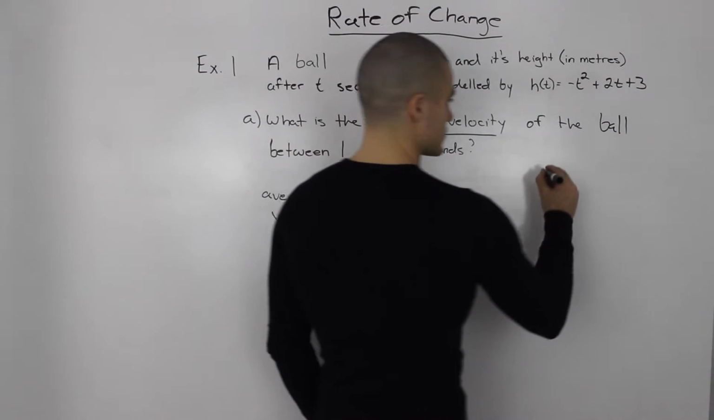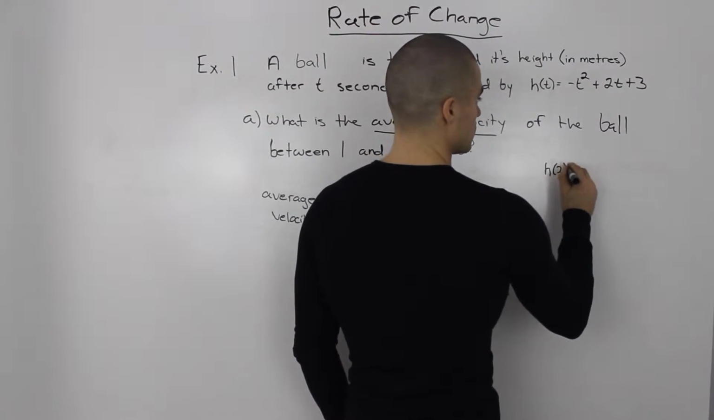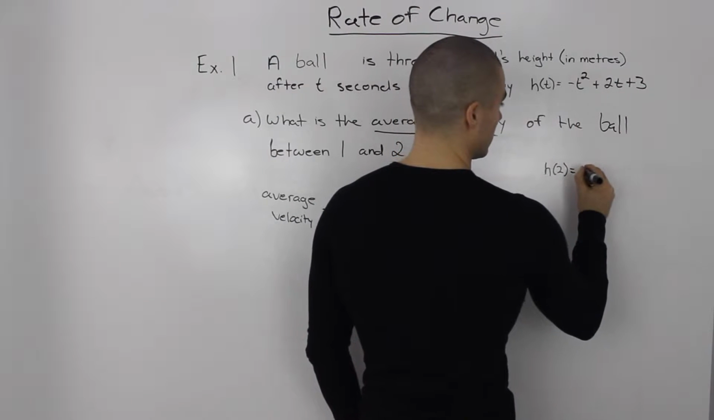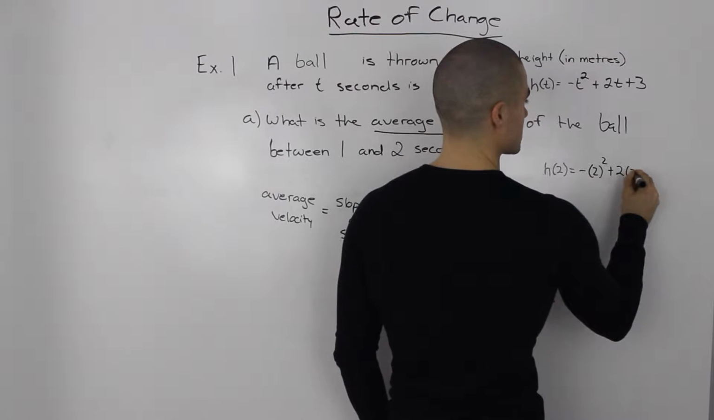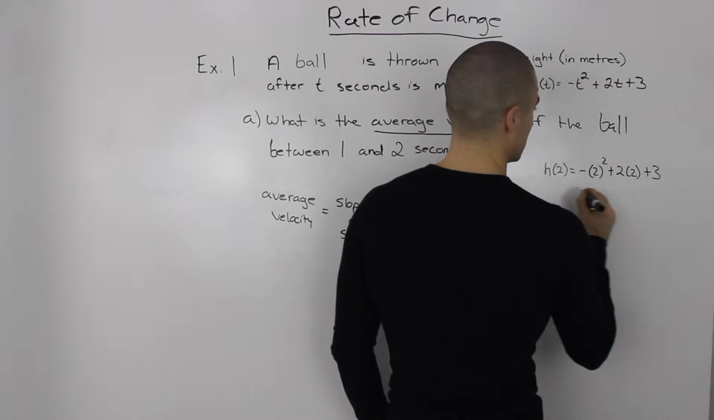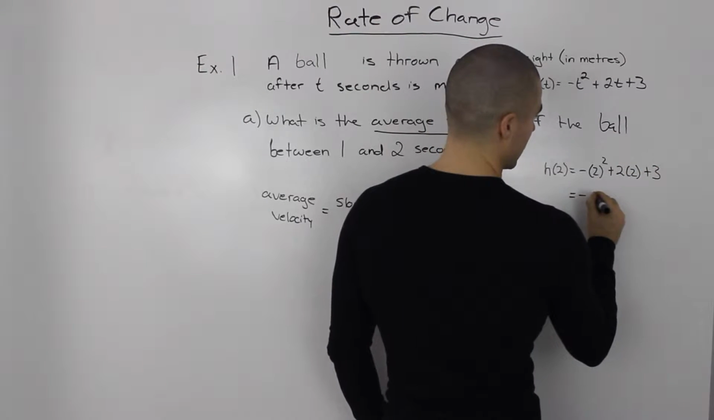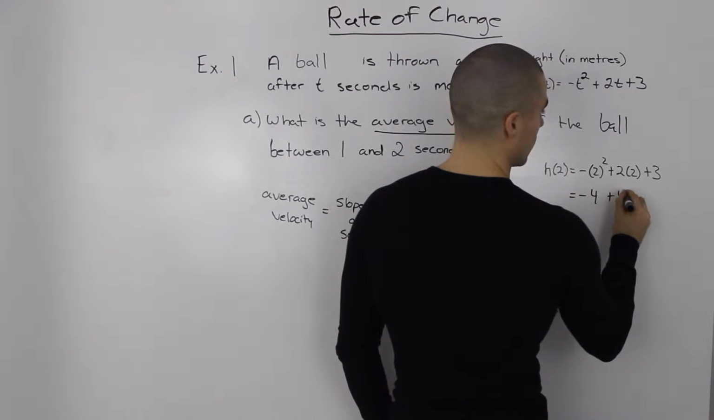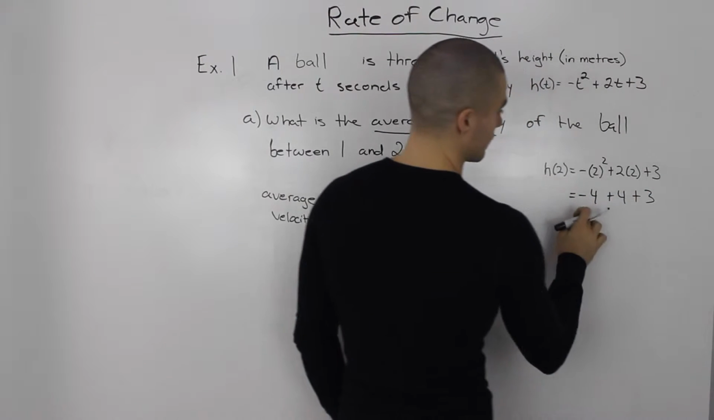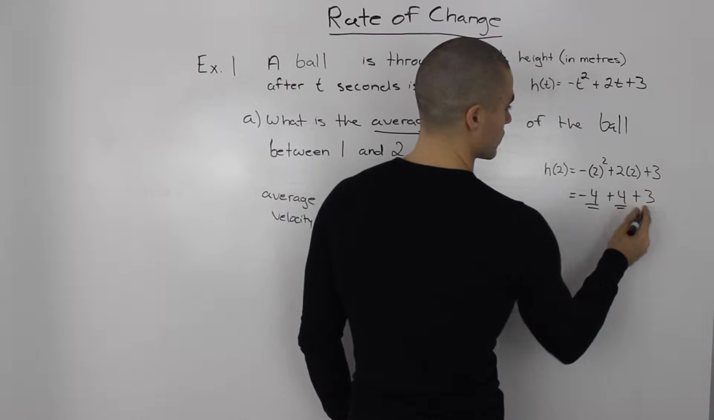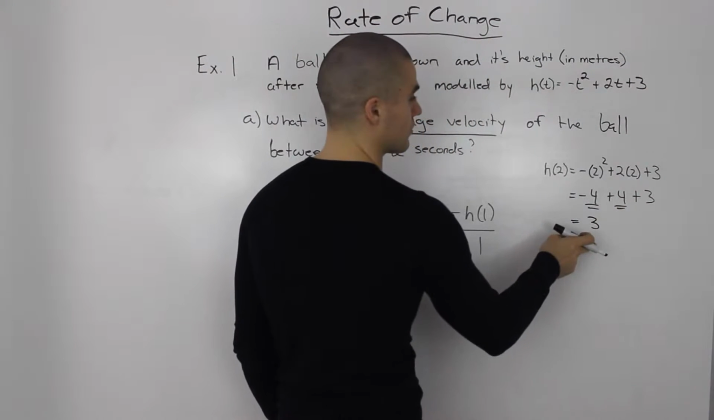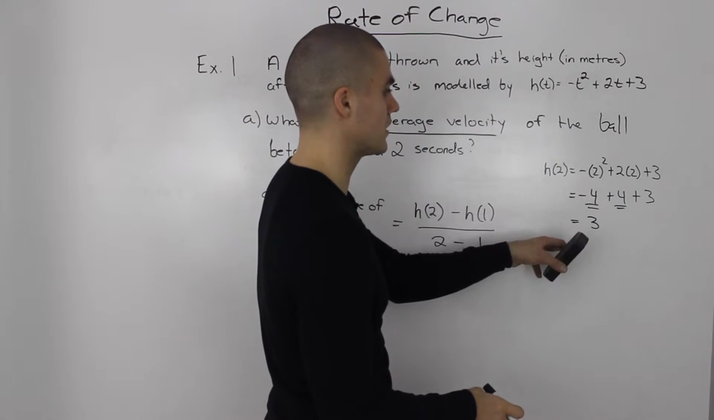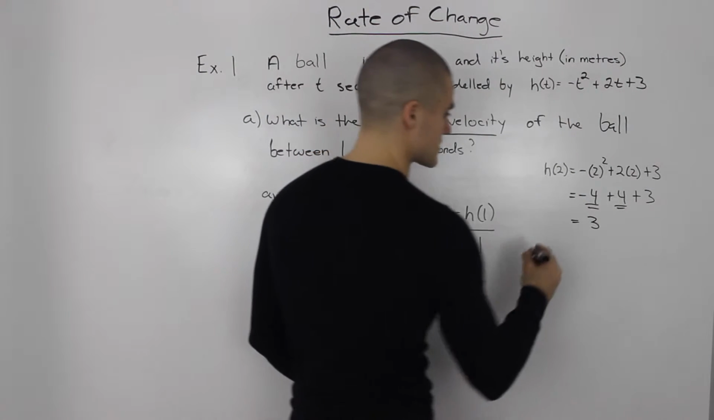So let's do that on the side here. So what's h of 2 going to be? If we plug it in here, we'll have negative 2 squared plus 2 times 2 plus 3. That's going to equal negative 4 plus 4 plus 3. The negative 4 and the plus 4 just net out to 0, so we're just left with 3 meters. So the ball has a height of 3 meters at 2 seconds.